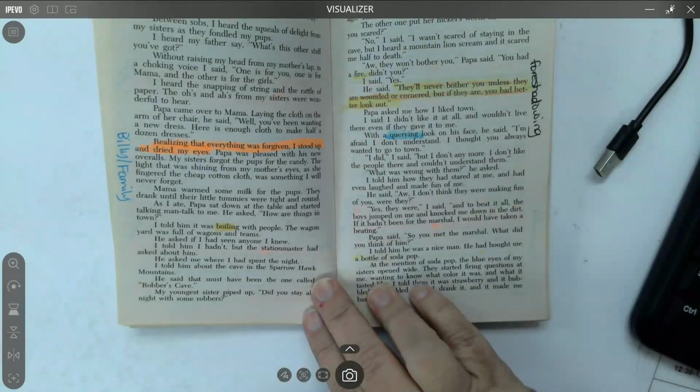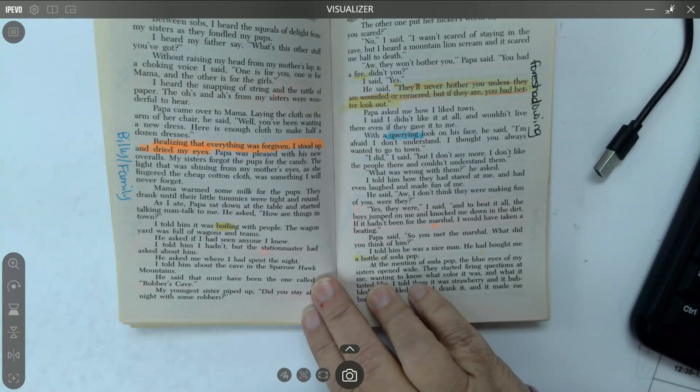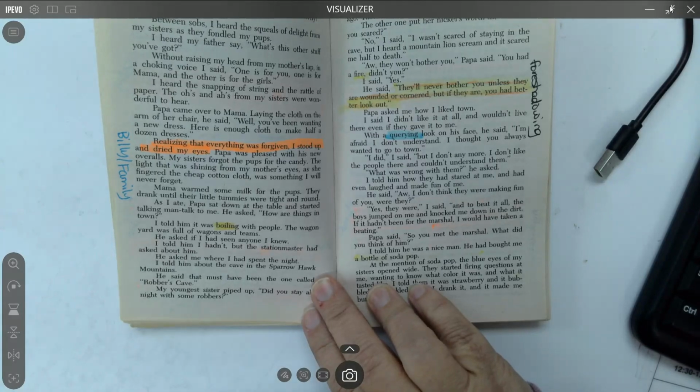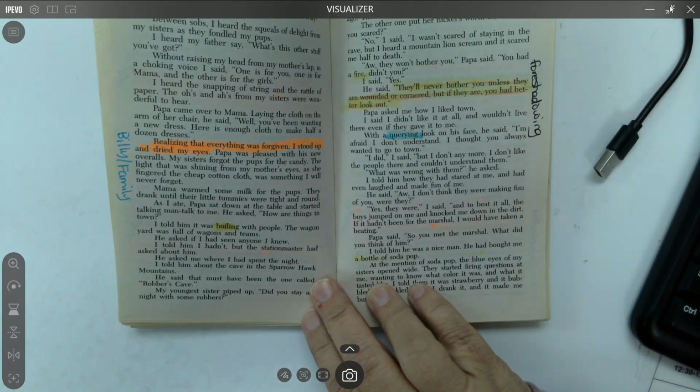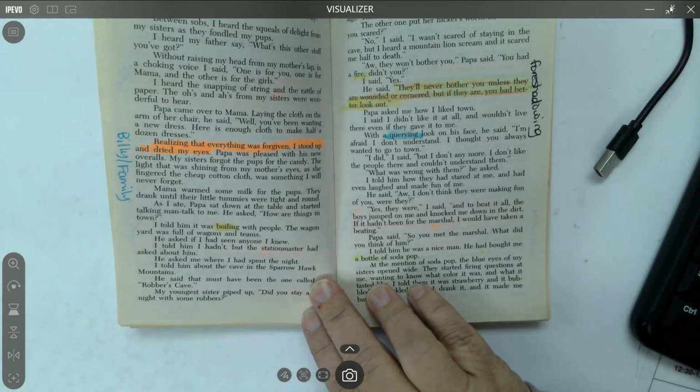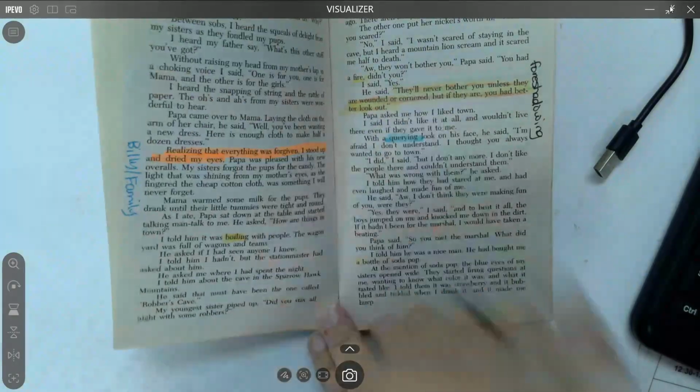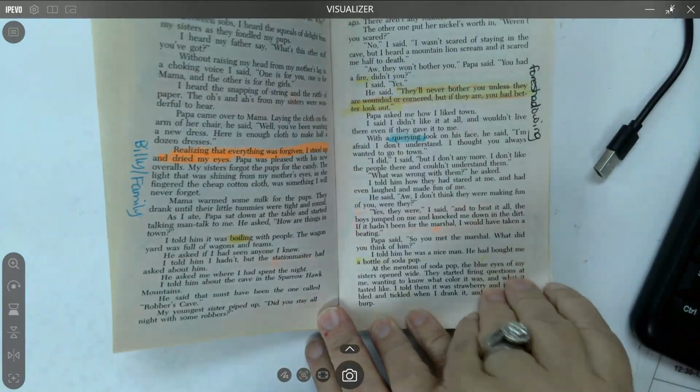But here I marked this one as foreshadowing. It says, they'll never bother you unless they're wounded or cornered, but if they are, you better look out. So foreshadowing is that literary element where something is said earlier in the story that tells of things that are to come later in the story. So that is an example of foreshadowing in this chapter.